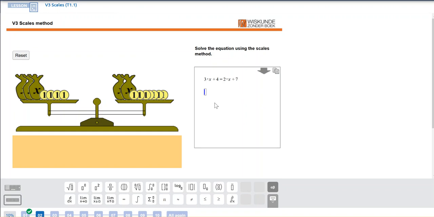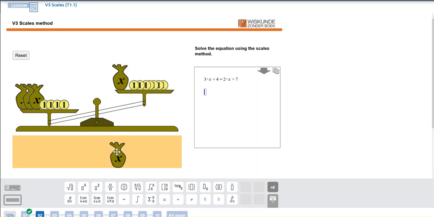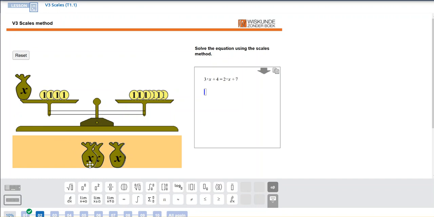The first step is always to take away as many bags of marbles from both sides as you possibly can. So here I can take away 2 bags of marbles, and I can do the same on the other side. Now the scale is back in balance, and the new equation is x plus 4, because I haven't done anything with the loose marbles. And on the right hand side, I've taken away those 2 bags of x, but those 7 loose ones are still there. So this is the intermediate step.